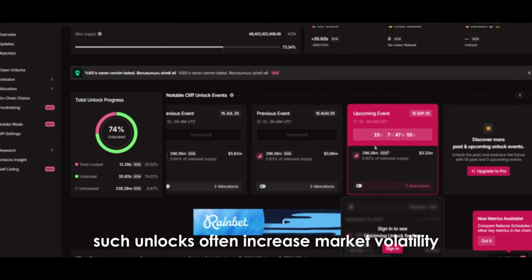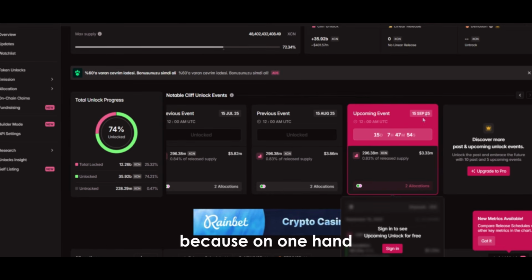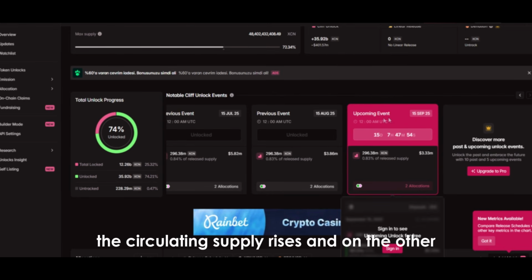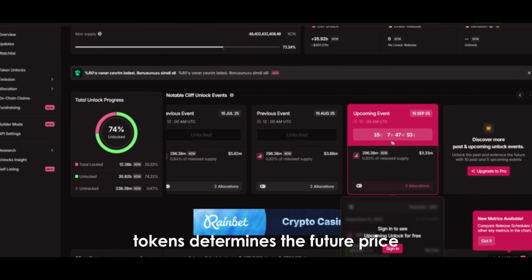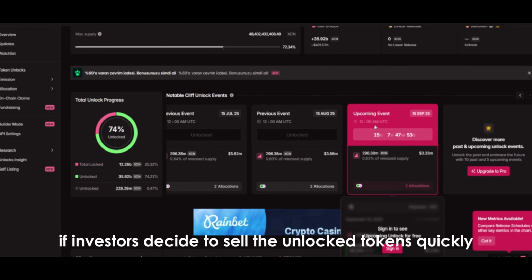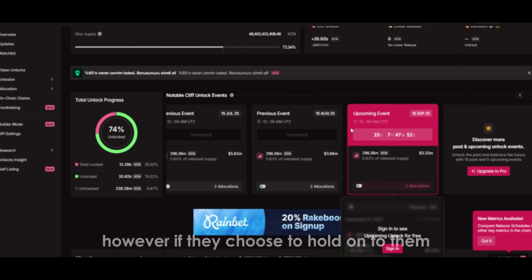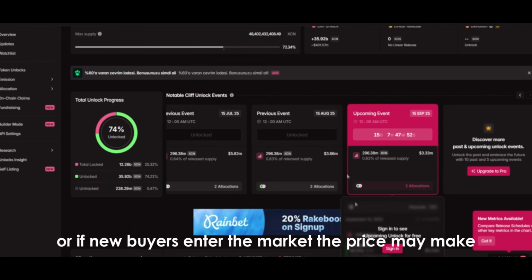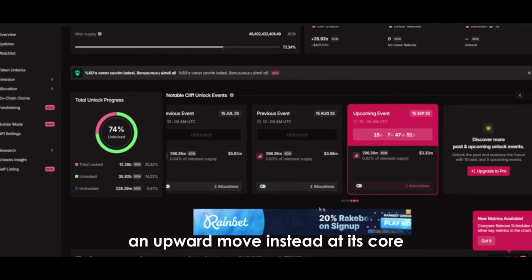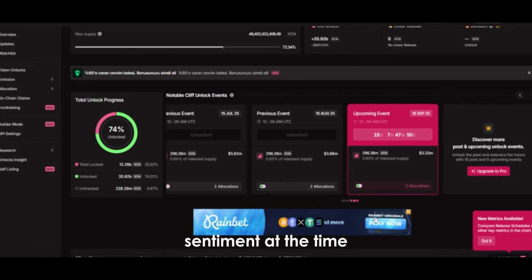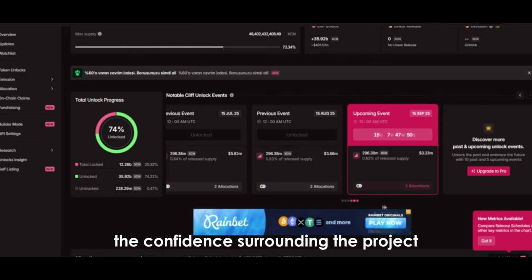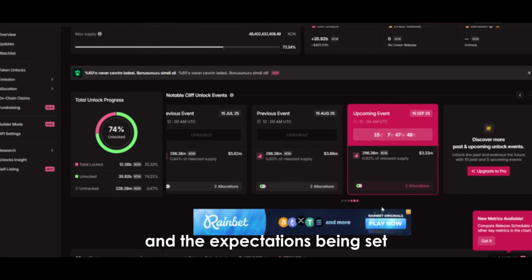Such unlocks often increase market volatility because, on one hand, the circulating supply rises, and on the other, how investors choose to handle these newly available tokens determines the future price. If investors decide to sell the unlocked tokens quickly, it can create selling pressure. However, if they choose to hold on to them, or if new buyers enter the market, the price may make an upward move instead. At its core, the balance here depends on investor psychology, the general market sentiment at the time, the confidence surrounding the project, and the expectations being set.